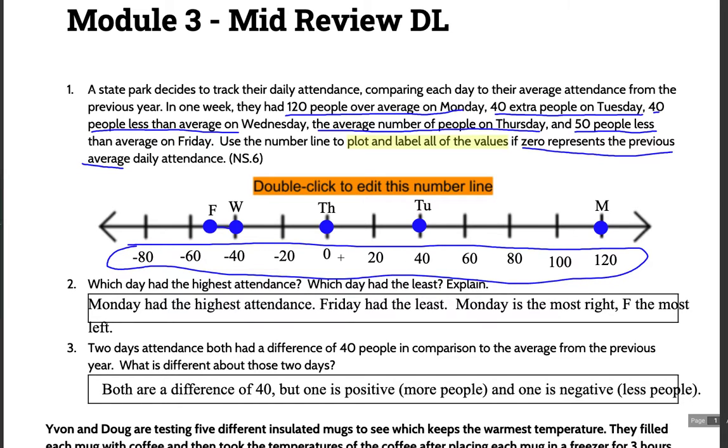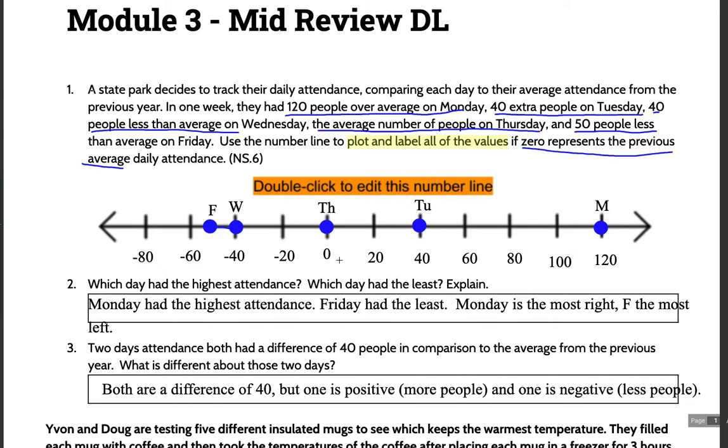And you can see how I did move the 0. It's not quite in the middle, but it's a little bit over to the left. That way I could count by 20s up to 100. So you can do that if you need. So I counted up by 20s, down by 20s. So I picked 20 as my scale on the number line. And then I plotted and labeled all of the values.